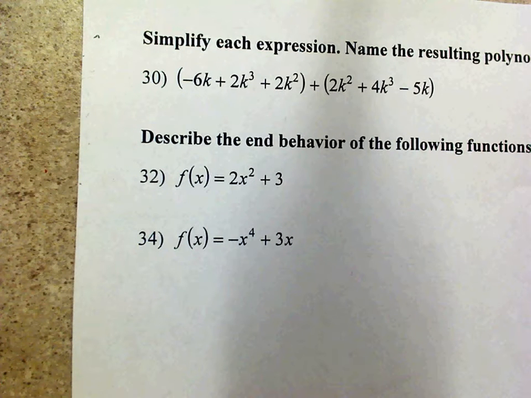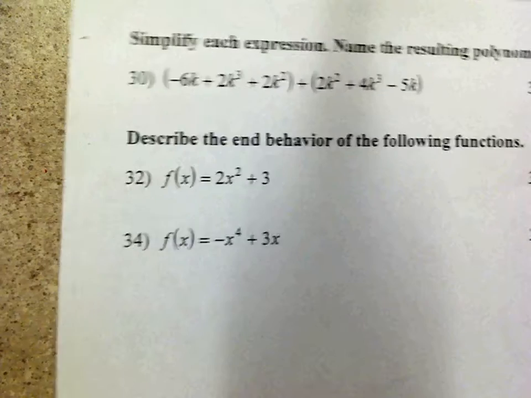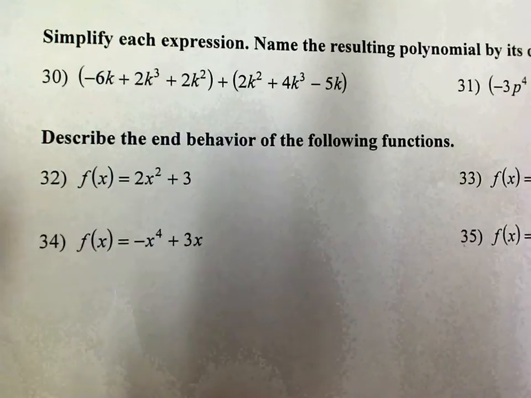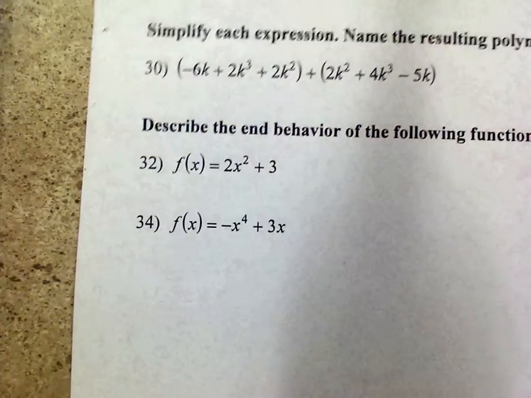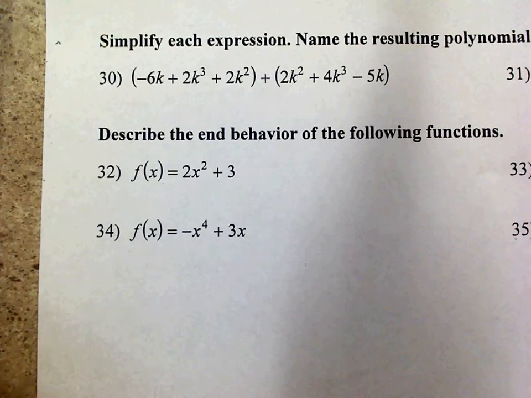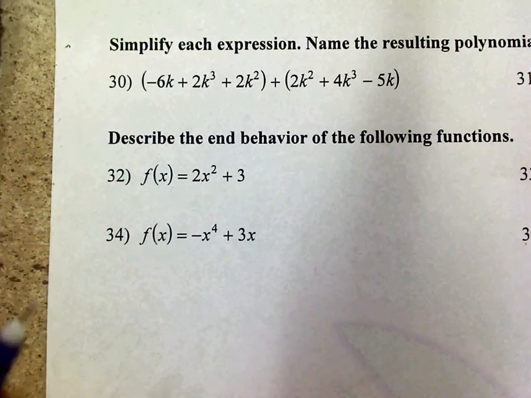Okay, so number 30 says, simplify each expression and name the resulting polynomial by its degree and number of terms. So, all we need to do on this one is combine like terms and then name it, okay?